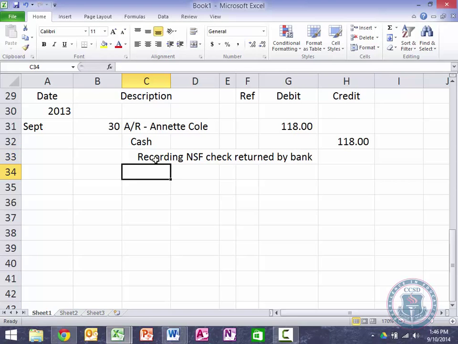Four indents or two indents? I just did one and then two. Yeah. So we know that Annette Cole owes us money. She can run, but she can't hide. Our Annette would never do that.